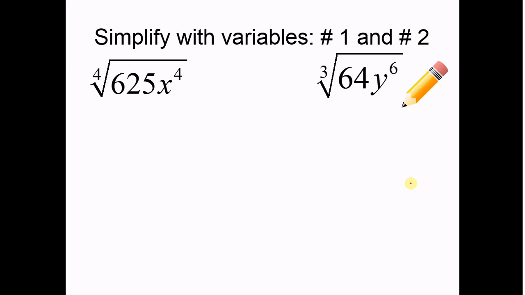Now to the bottom part, simplifying with variables. Here's number 1 and number 2. The best thing I can suggest is to start with the numbers. So let's break these into two separate radicals. We're going to have the number radical, the fourth root of 625, and the fourth root of x to the 4th.